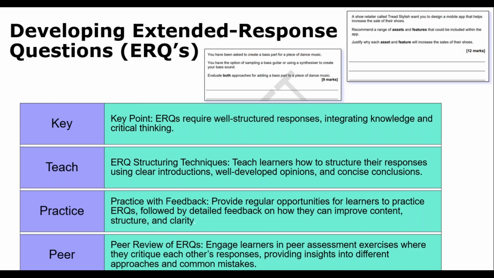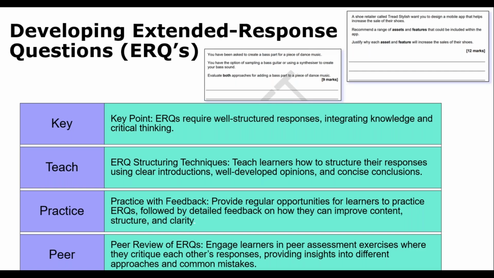Develop strong extended response skills by teaching learners how to structure their responses with clear introductions, well-developed opinions and conclusions. Provide regular practice opportunities with detailed feedback, and also encourage peer assessment to expose learners to different approaches and common mistakes. Questions require multi-step reasoning and the integration of knowledge from different areas.